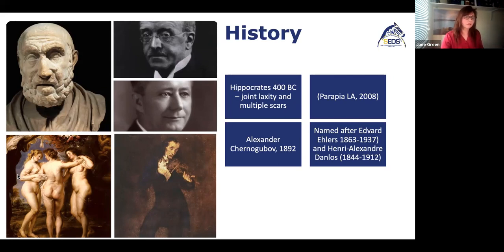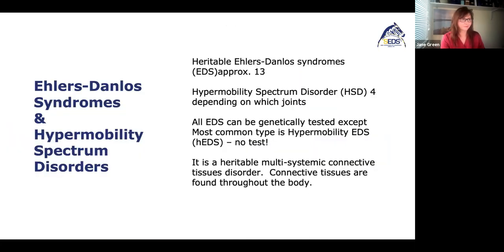And then in 1901 and 1908, Mr. Ehlers was a dermatologist. So if you can't pronounce Ehlers-Danlos, it took me a while, actually. He was a dermatologist, and he first mentioned it, and then Dr. Danlos in 1908. And that's where the name comes from, which is always quite a mouthful. And then here we are.